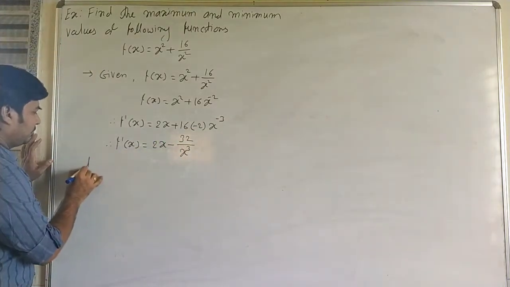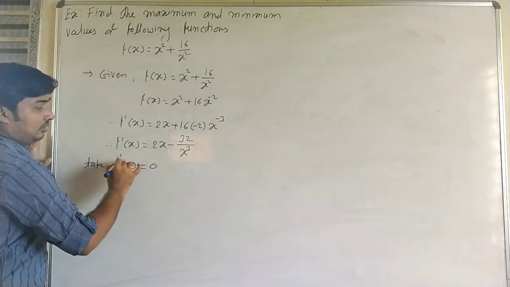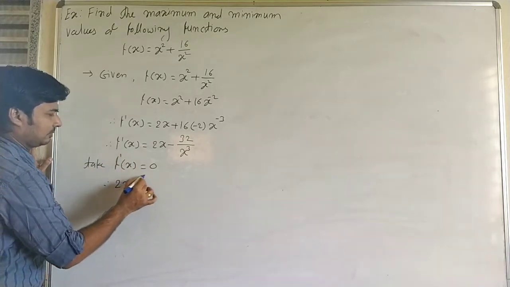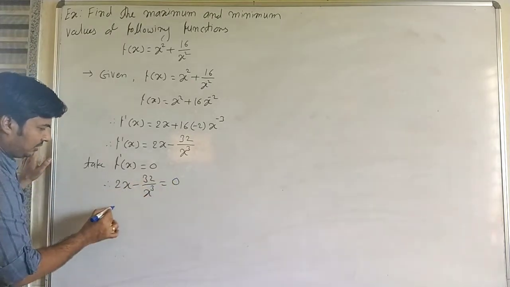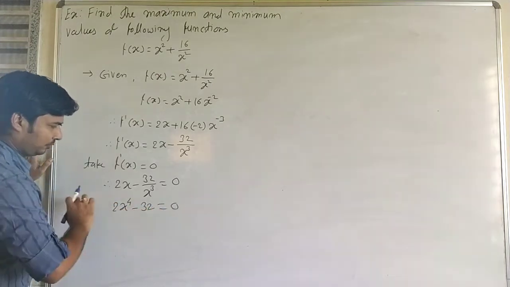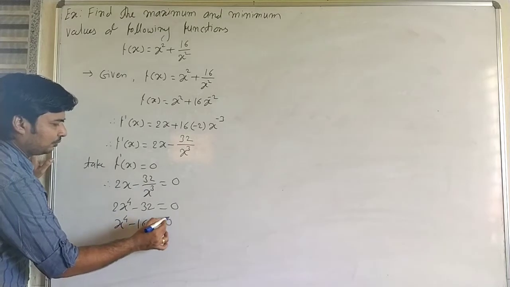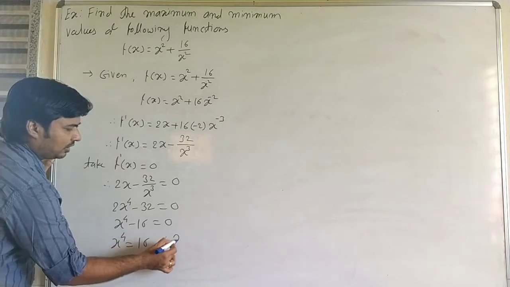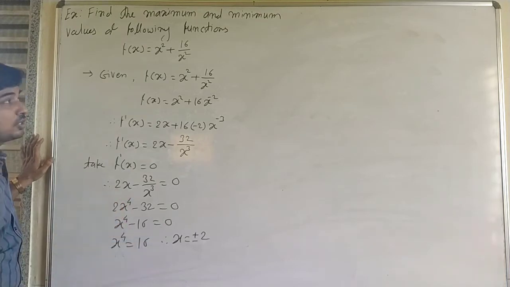Now take f dash of x is equal to 0 to find the stationary points. Therefore, 2x minus 32 upon x cube is equal to 0. Then calculate. It is 2x to the power 4 minus 32 is equal to 0. Then x to the power 4 minus 16 is equal to 0. Therefore, x to the power 4 is equal to 16, and therefore x is equal to plus or minus 2 are the stationary points.